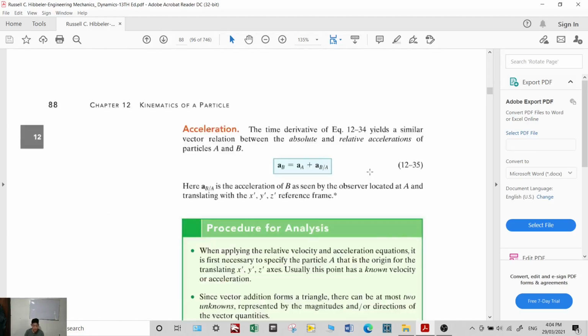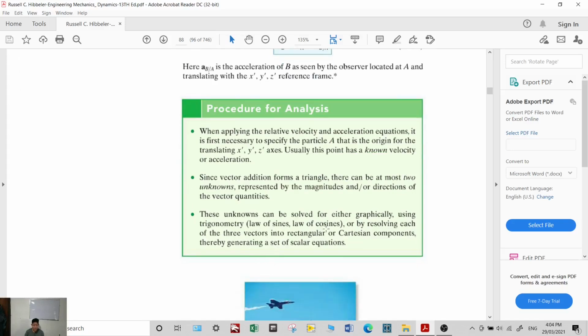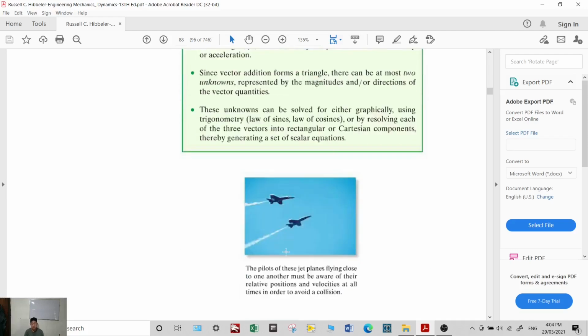And then, since vector addition forms a triangle, there can be at most two unknowns, represented by the magnitudes or directions of the vector quantities. And lastly, since it forms a triangle, you can use the law of sines or cosines, or you can resolve the three vectors into rectangular or Cartesian components.